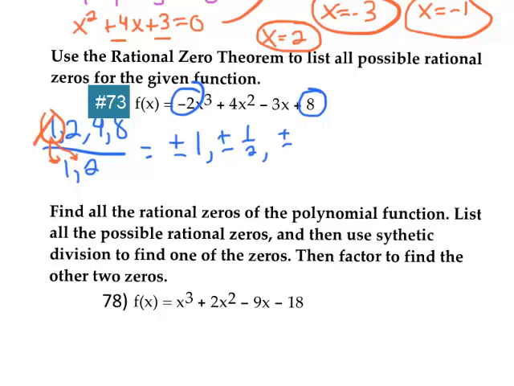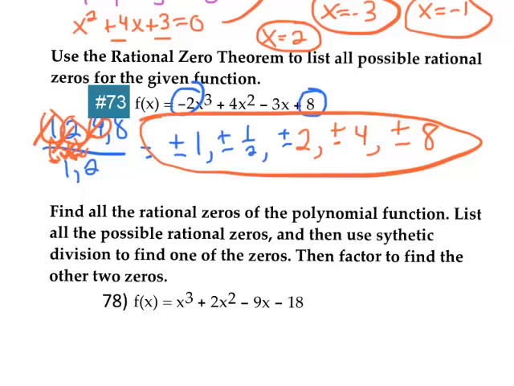Okay, so now we're done with that one. Now look at 2. 2 over 1 is going to give us 2. 2 over 2 is going to give us 1 again, which we already have. Then 4 over 1 gives us 4. 4 over 2 gives us 2. 8 over 1 gives us 8. 8 over 2 gives us 4. So these are all of the possible rational zeros.